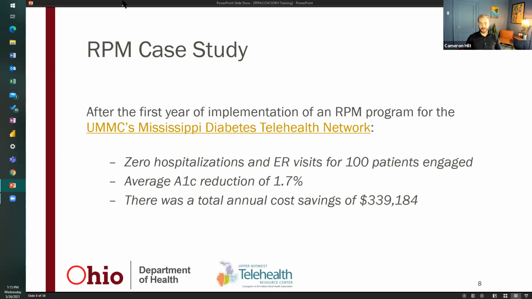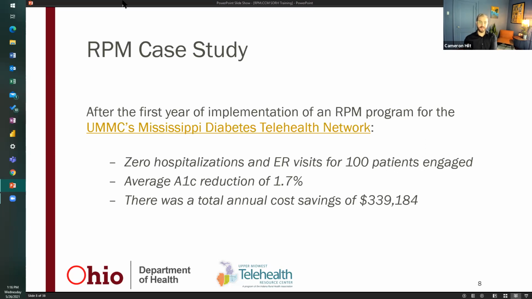So when we look at our first case study, an RPM program that was implemented at UMMC's Mississippi Diabetes Telehealth Network, just a few of the things that they found for the diabetics engaged in the program is that those diabetics had 0 hospitalizations or ER visits, as well as an average A1C reduction of 1.7%. And they saw a total annual cost savings of $339,184.